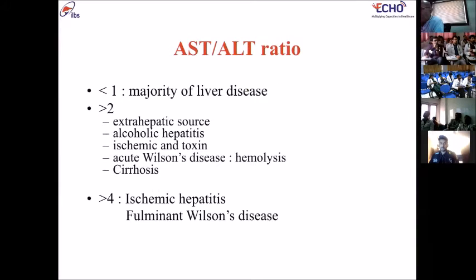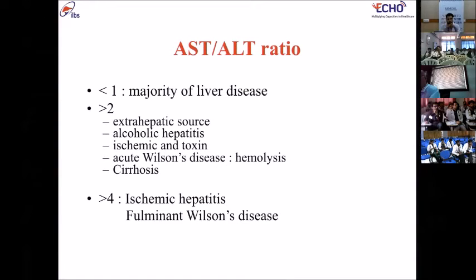So AST-ALT ratio of less than 1 is usually seen in the majority of liver diseases, and greater than 4 is seen in chronic hepatitis and fulminant hepatitis. Greater than 2 can be seen in Wilson's disease, acute Wilson's. Then cirrhosis: initially patients usually have ALT greater than AST. However, as the disease progresses to cirrhosis, there is elevation of AST greater than ALT, and the AST-ALT ratio is usually greater than 2. Then mild ischemia, drugs, toxins, and alcohol can cause an AST-ALT elevation of more than 2.